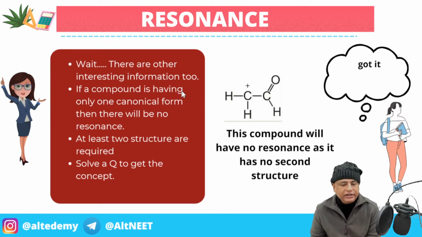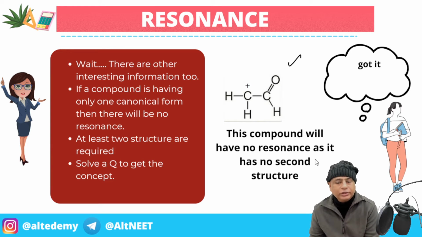There is other interesting information too. If a compound has only one canonical form, then there will be no resonance. At least 2 structures are required for resonance to occur. Let us solve a small question. H C H, C double bond O H, and there is a positive charge. This compound will have no resonance. Why? As it has no second structure. It cannot form a second structure.